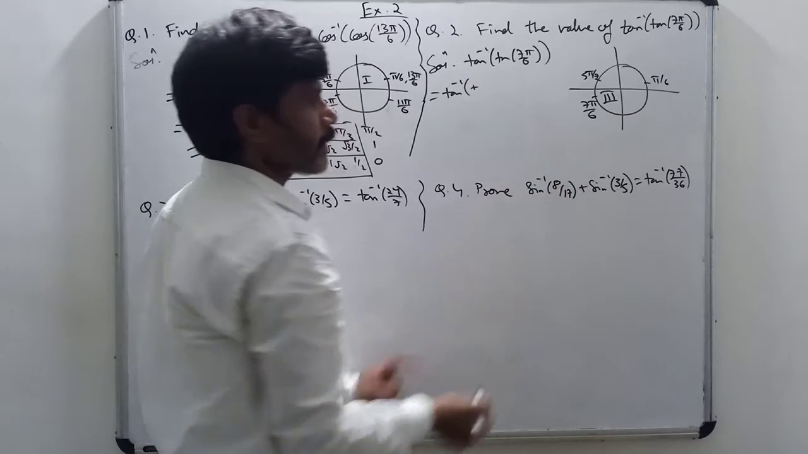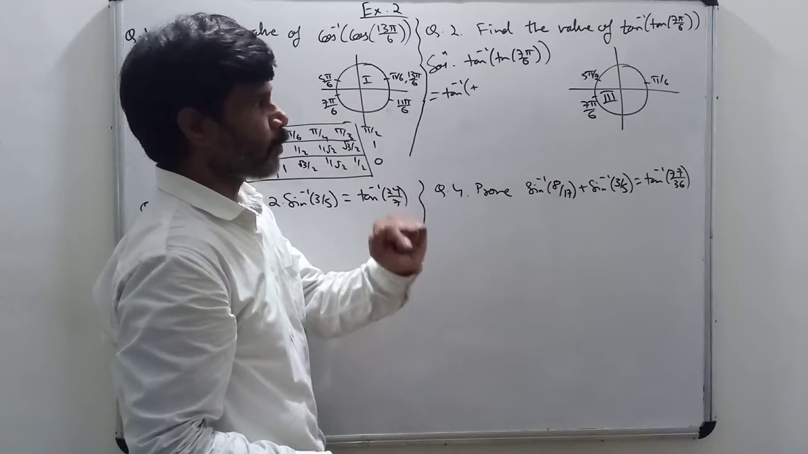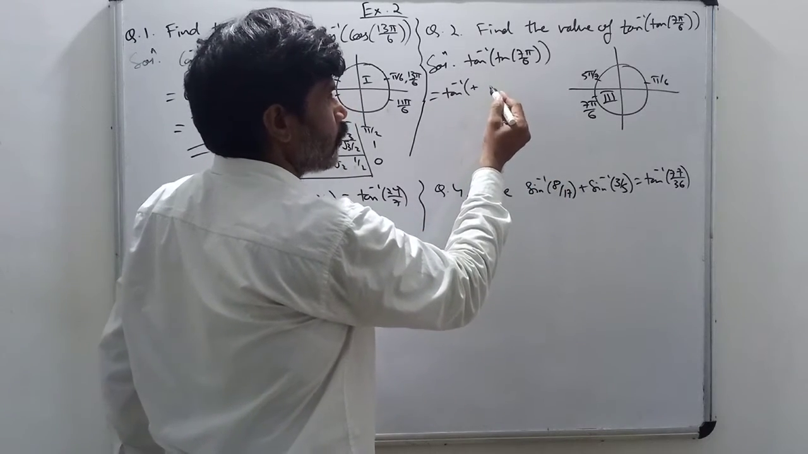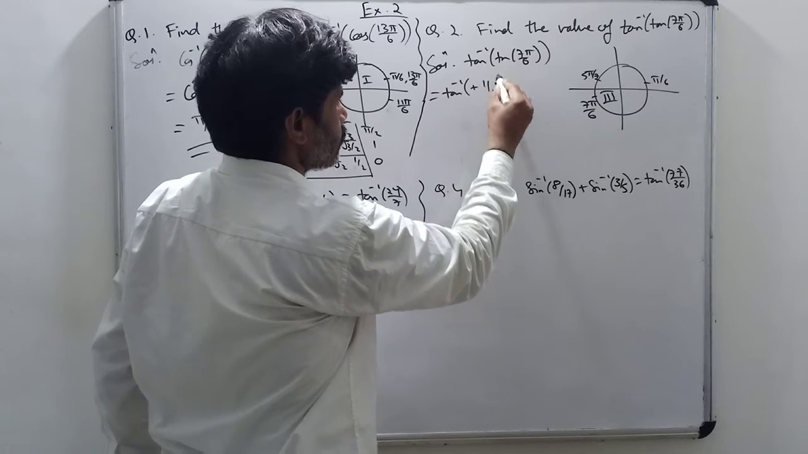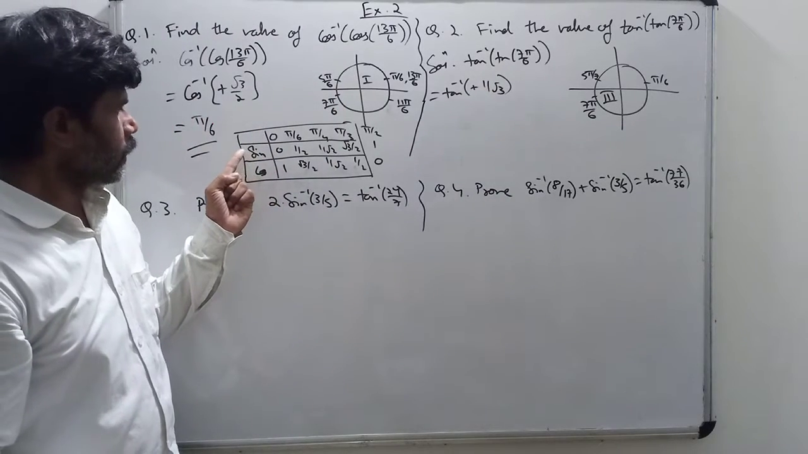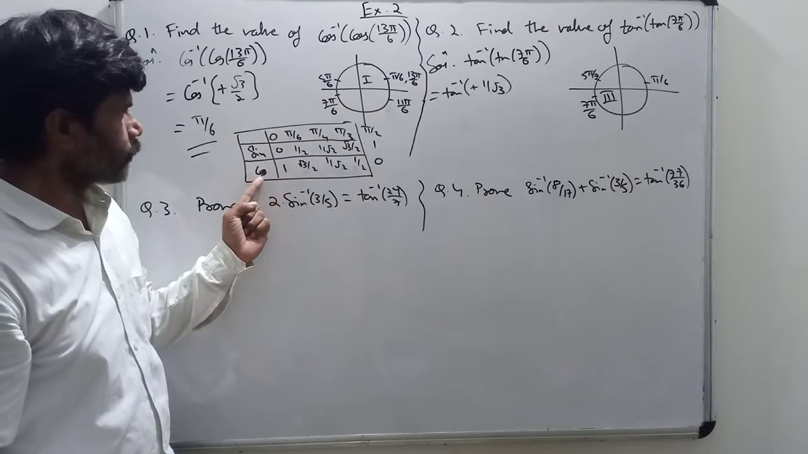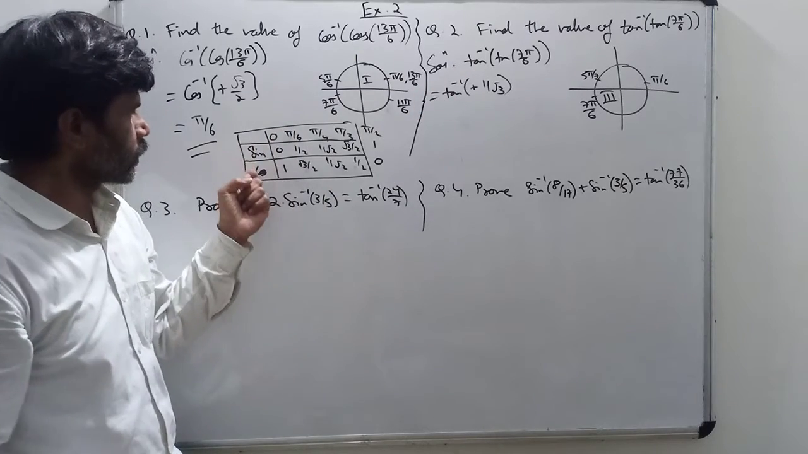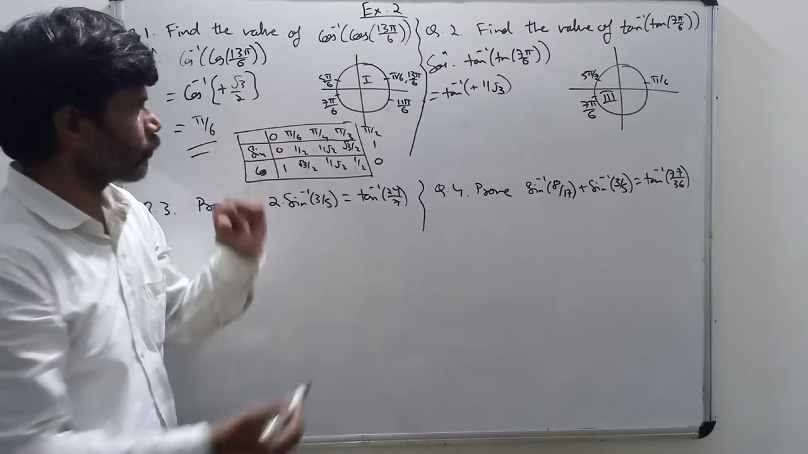What is the value of tan pi by 6? Tan 30 degrees means sin 30 upon cos 30. Sin 30 is 1 by 2 and cos 30 is root 3 by 2. So the answer is 1 by root 3. Here also you can check: tan pi by 6 means sin pi by 6 upon cos pi by 6, which is 1 by 2 upon root 3 by 2. So 1 by root 3.